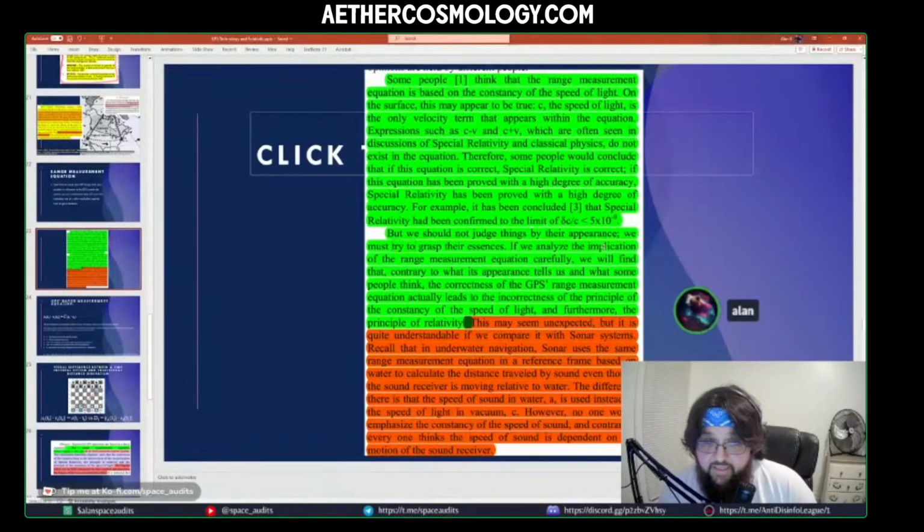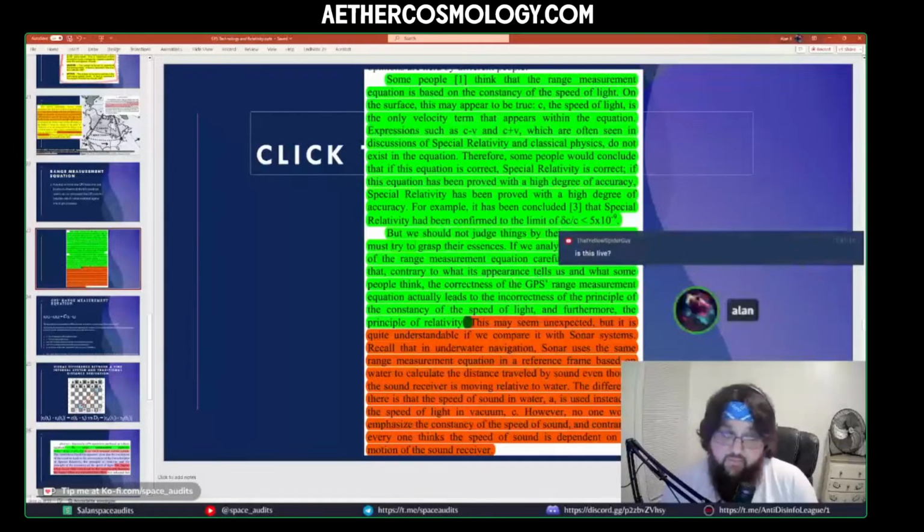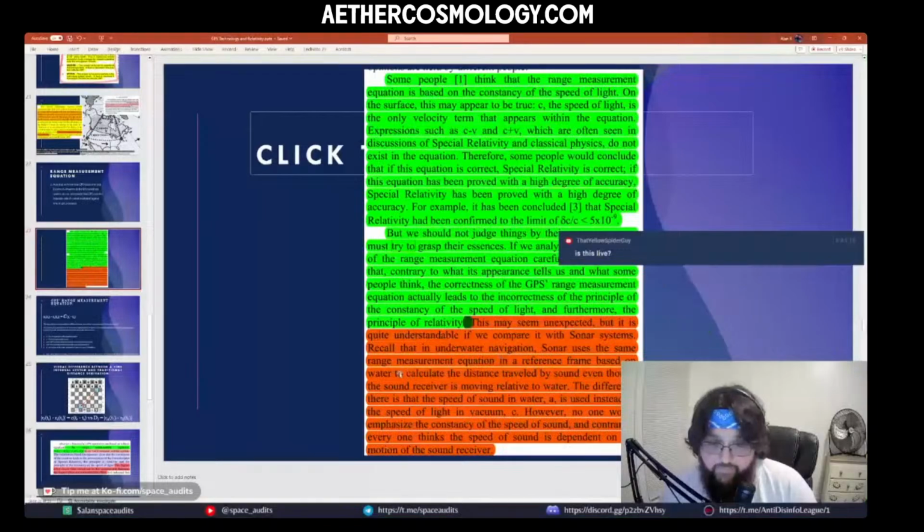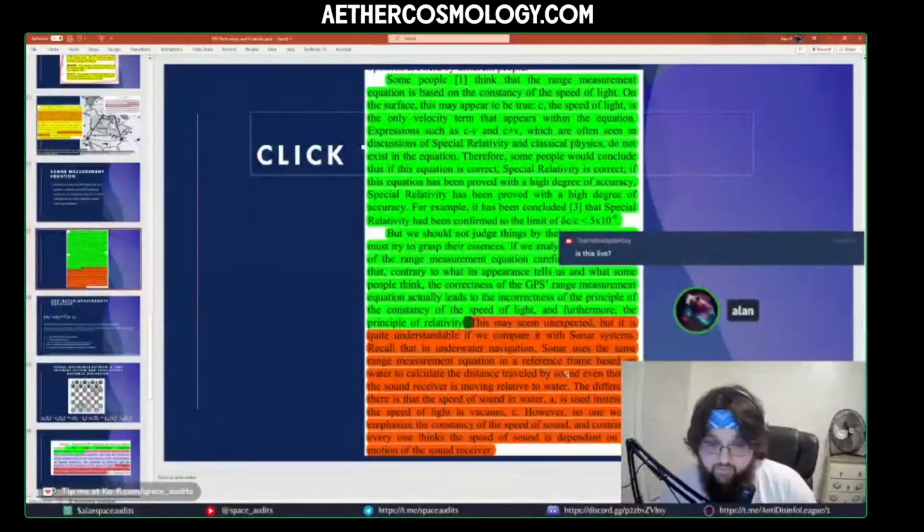If we analyze the implication of the range measurement equation carefully, we will find that, contrary to what appearance tells us, that some people think of the correctness of GPS's range measurement equation, it actually leads to the incorrectness of the principle of the constancy of the speed of light, and furthermore, the principle of relativity. This may seem unexpected, but it is quite understandable if we compare it with sonar systems. Recall that in underwater navigation, sonar uses the same range measurement equation in a reference frame based on water to calculate the distance traveled by sound, even though the sound receiver is moving relative to the water.